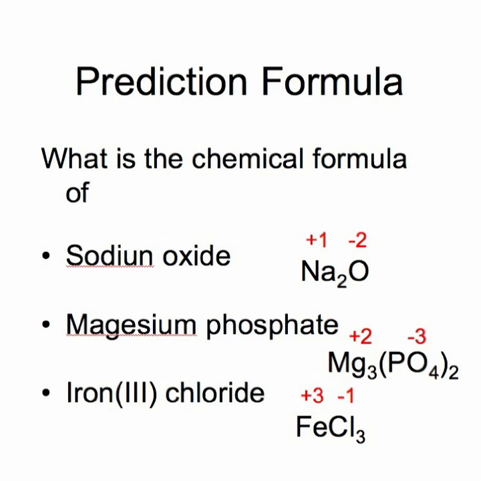Magnesium phosphate. We know that magnesium has a +2 oxidation number. Phosphate has a 3- oxidation number. So therefore, to have a neutral molecule, we would have to have 3 magnesium ions and 2 phosphate ions. So Mg3(PO4)2.